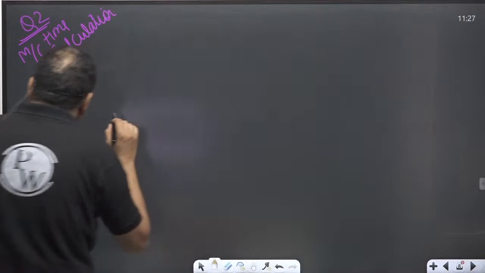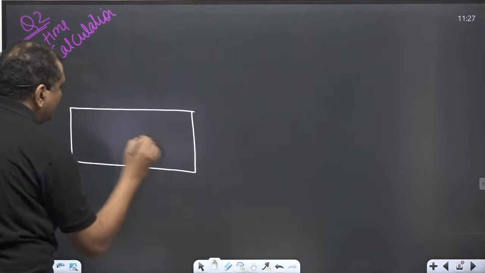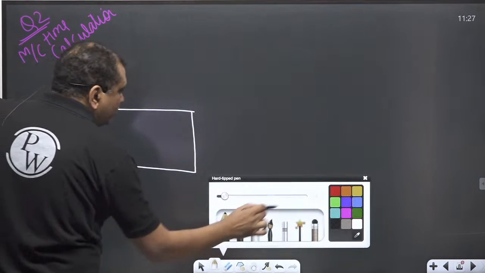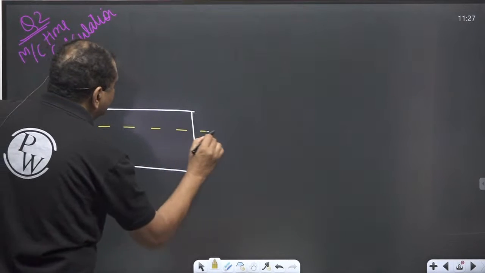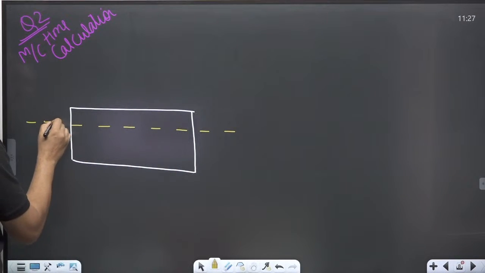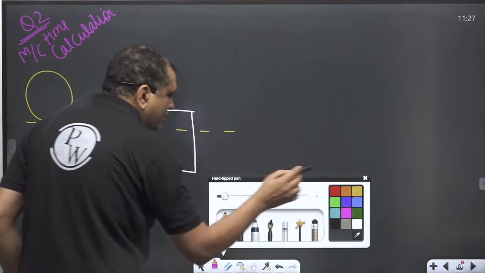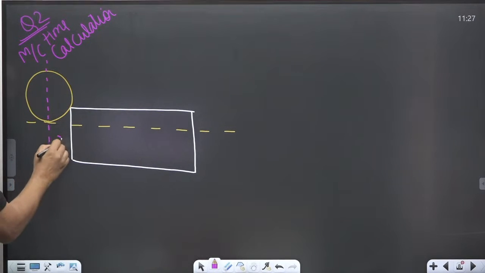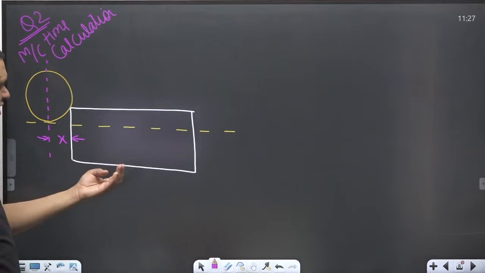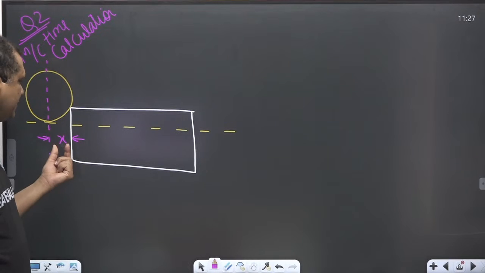Let us say this is your work, and you would like to machine this much, and your cutter is here. I'm just fine tuning it. I'm not teaching the entire thing. And this is the X. And whether it's slab milling or face milling, you know how to calculate this X. Okay.